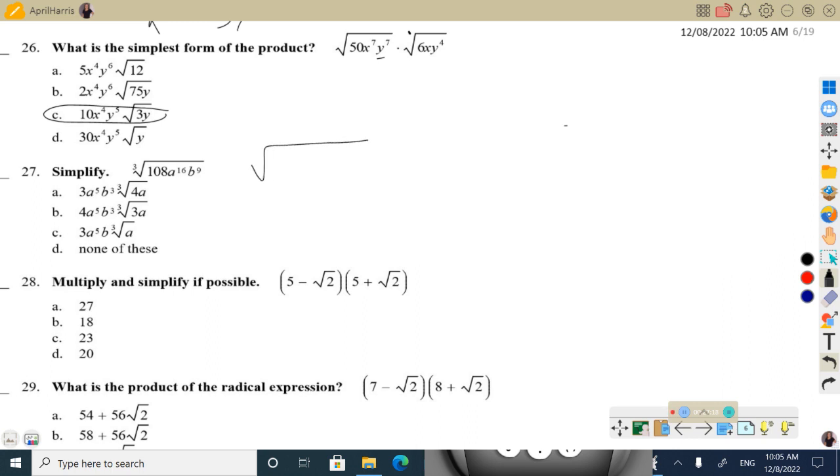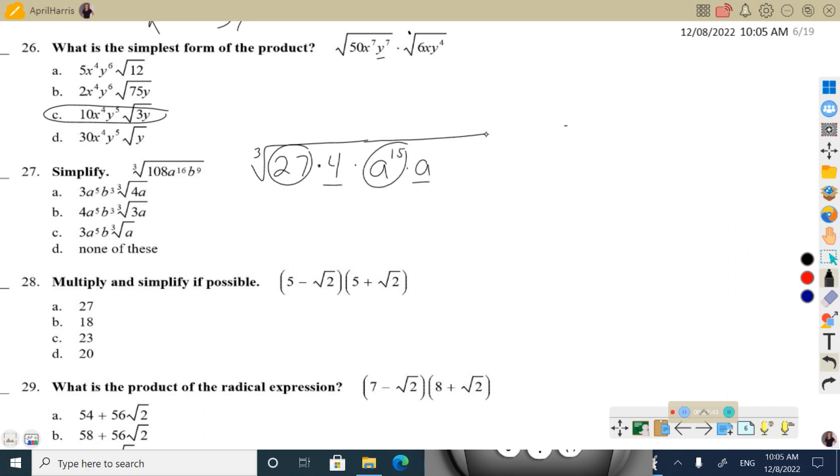What? 27. Good job, man. Which is a perfect cube. So I want to rewrite 108 as 27 times 4. All right. A to the 16th, to make it a perfect cube root, you got to have something that's divisible by 3. So it's a to the 15th times a. That's the perfect cube root.